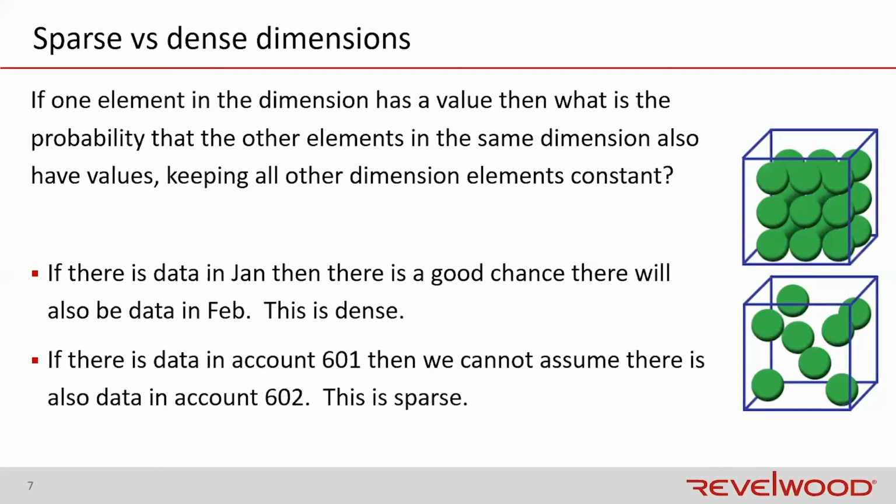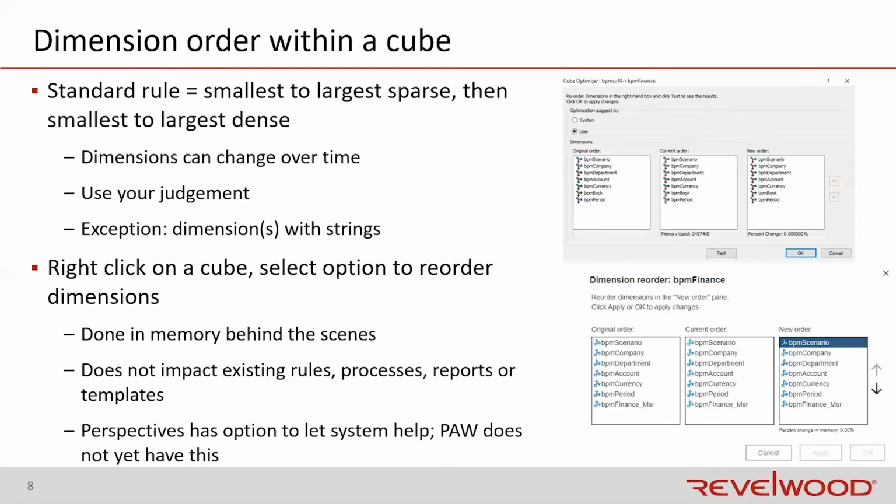Okay. Why does that matter? Why do we care about the difference between sparse and dense? And this is where the optimization comes into play. The dimension ordering within a cube will determine how fast can I go out there and grab data? How much RAM do I need? How much processing do I need? And there's a standard rule that we follow. Smallest sparse to largest sparse, and the smallest dense to largest dense.